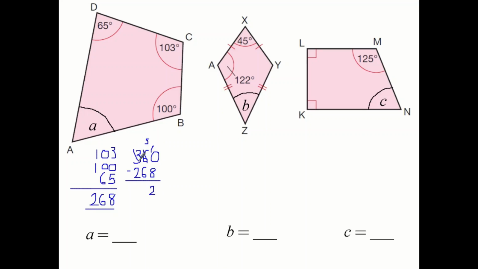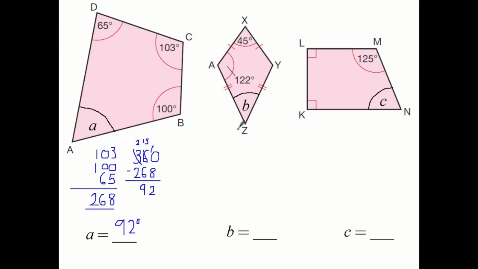5 take away 6 I can't do. Borrow from here. And that is 15. That leaves a 2 there. 15 take away 6 is 9. And 2 take away 2 is 0. So A is 92. Does it look reasonable? Yes, it looks reasonable. Well, actually that doesn't look like more than a right angle. But remember, these are not to scale, okay? So if the arithmetic tells us it's 92 degrees, we've just got to go with that.